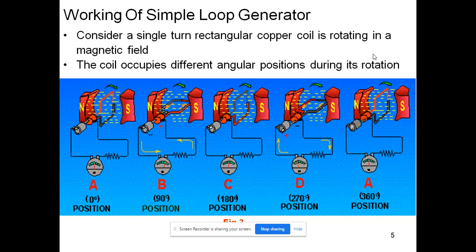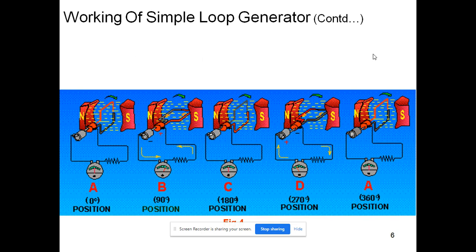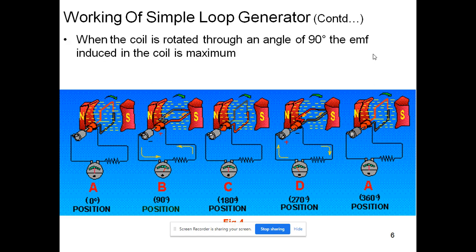Already I have explained all this working of simple loop generator in the previous topic. Let us read out this. Consider a single turn rectangular copper coil rotating in a magnetic field. The coil occupies different angular positions during its rotation. All the five diagrams I have explained in the previous slide, so I'm skipping this one.